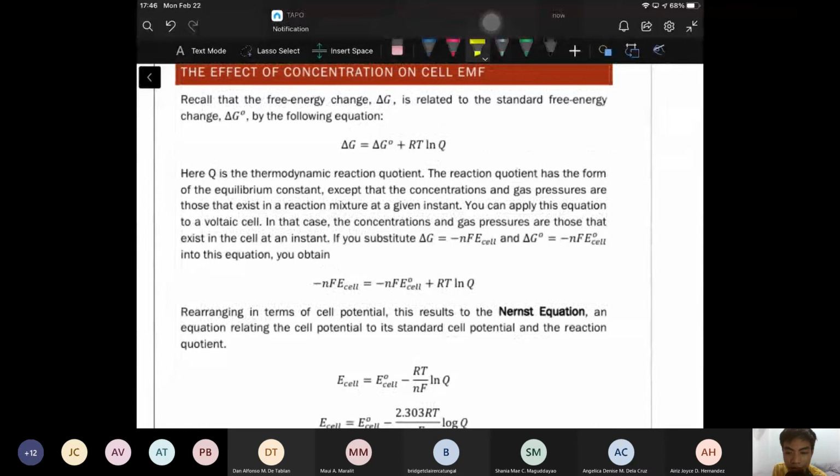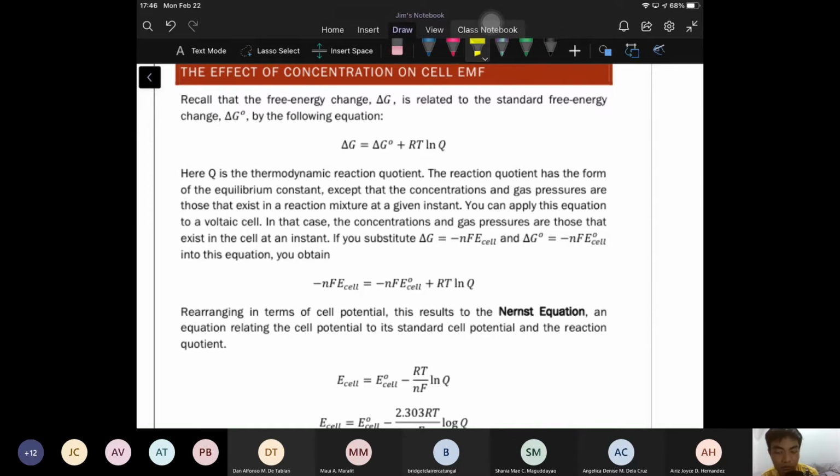So, anyway, dito na tayo sa second to the last part, before batteries and corrosion. Let's talk about the effect of cell concentration on EMF. Okay, so kanina, what can you notice with the problems is that sila ay nasa standard condition. Ano ba yung sinabi kapag standard condition? Ang temperature ay 25 degrees Celsius, ang pressure ay 1 atmosphere, and ang concentration ay 1 molar.